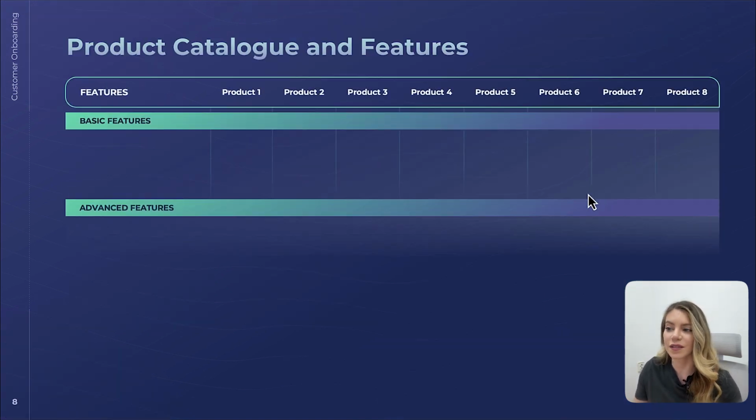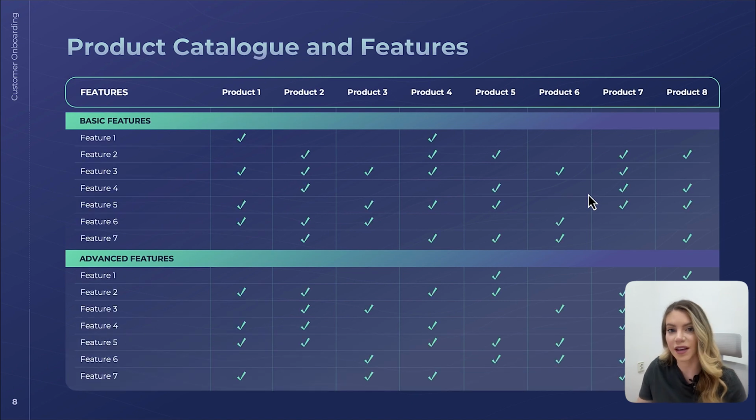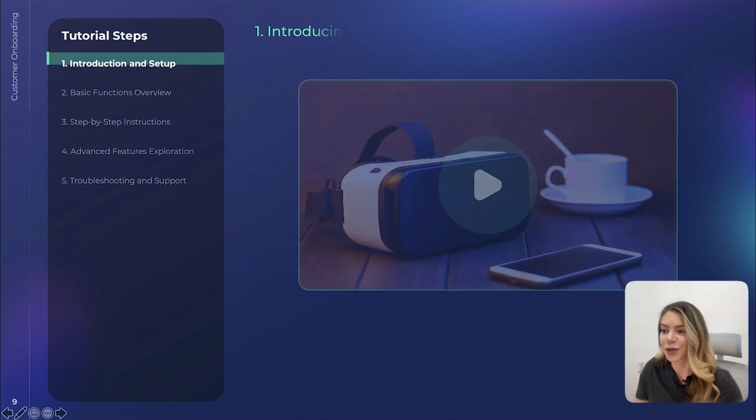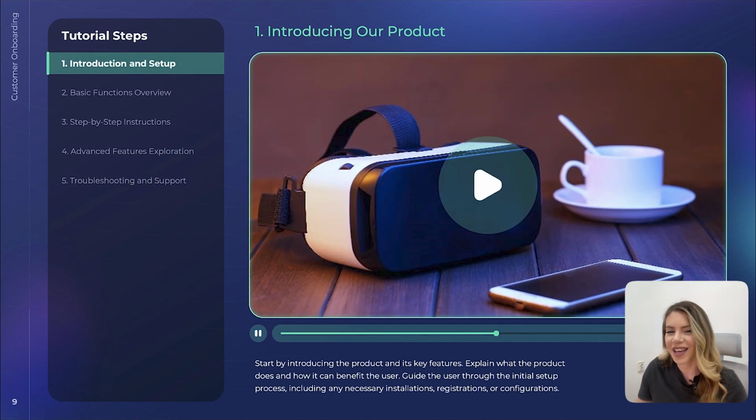This is a more detailed visualization of the product catalog and features. It shows what the client bought and what they can expect to access. If your product or service offers different tiers, such as basic and advanced, you can outline all of these in this table. And lastly, these slides offer an actual tutorial visualization, which is highly useful.